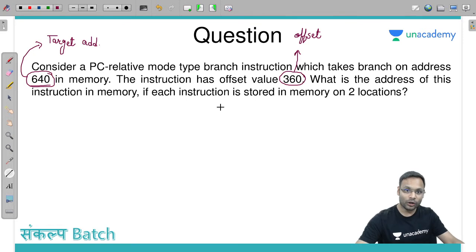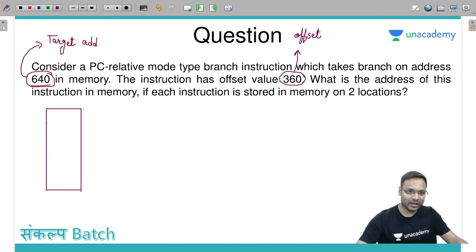I will make you visualize this question. Look at this. So there is an instruction, a branch type instruction. This branch type of instruction is using PC relative mode and it says you have to jump. Where to jump? Jump address is 640. 640 is the target address.